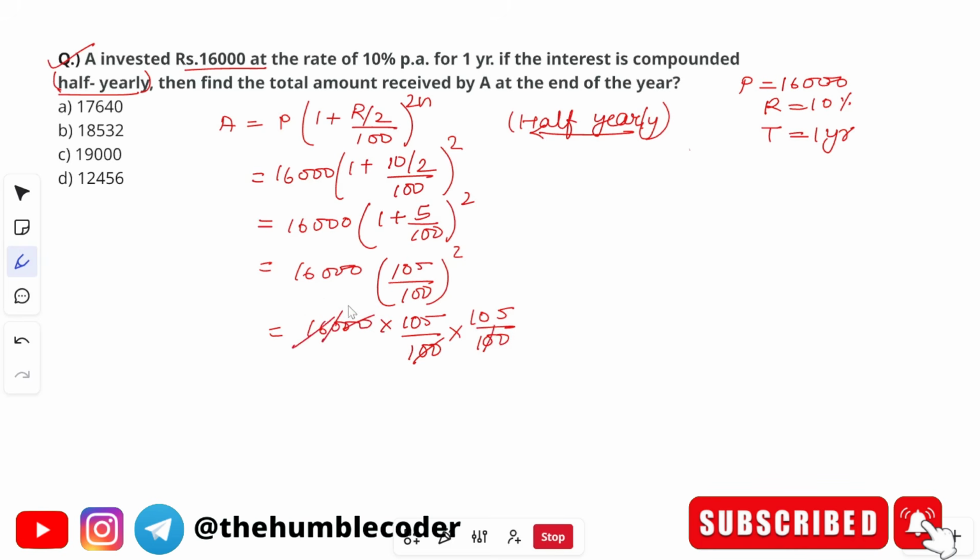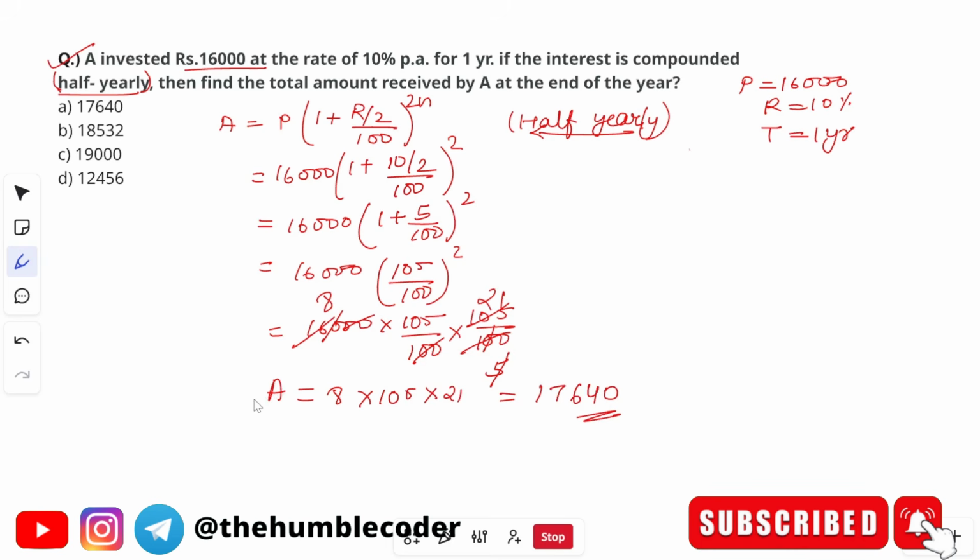Now it will be 2 8s are 10, and then 2 5s are 10. Then further we will solve it. 5 will get cancelled with 21. So we will be left with 8 into 105 into 21, which when you solve, you will get 17640. And this is the amount value that we have found.